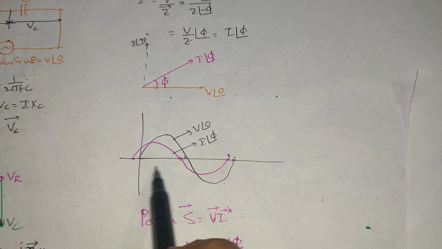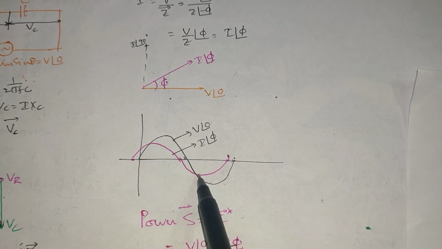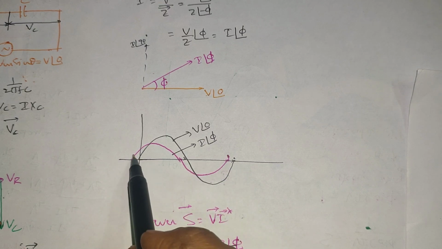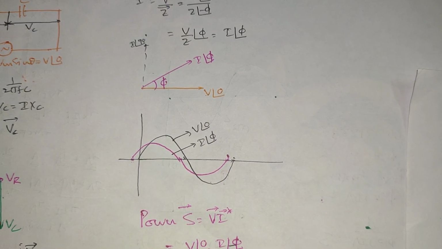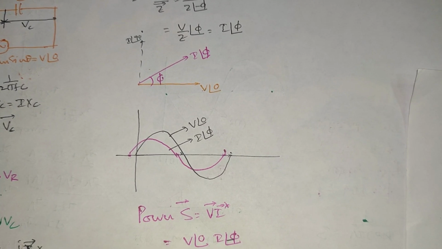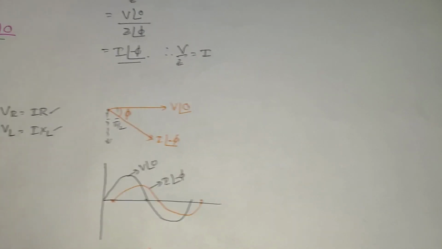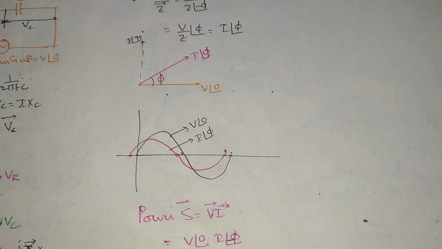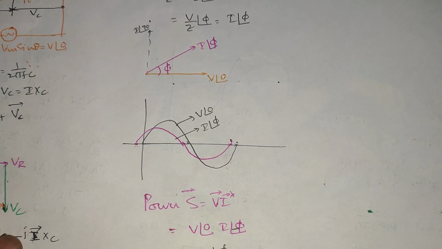Okay, now this is the waveform representation of the voltage and current. See, this is the voltage waveform, and the current waveform is going to lead the voltage waveform by an angle of plus phi. Whereas in the case of series RL circuit, the waveform was lagging behind by an angle of phi. So if you compare like this, we can understand the things very easily. We can remember the formula very easily also.